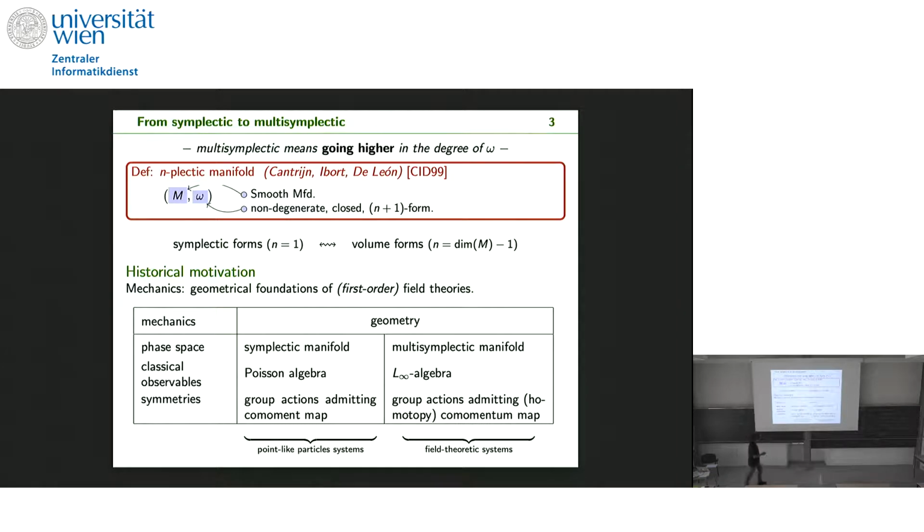If you consider field theoretical systems, so systems with infinite, continuous degrees of freedom, you can associate to the phase space a multisymplectic manifold, and to the observables another algebraic structure called an L-infinity algebra of observables. And again, you can talk about group actions admitting some version of the comoment map.